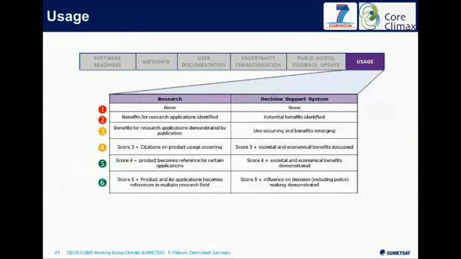And then the last category is checking the usage of the data, how well it is used in research and also in decision support systems. The use in research can be estimated by checking the publications written from one data set. And the use in decision support systems, for example, whether the data set is used in IPCC or in a national report describing the impacts of, for example, sea level rise and so on. So these are the 6 categories we are checking.